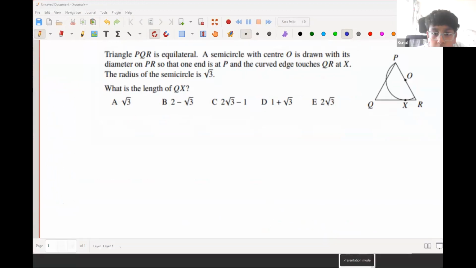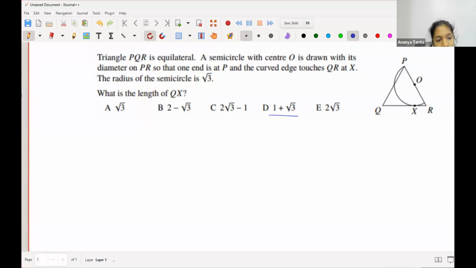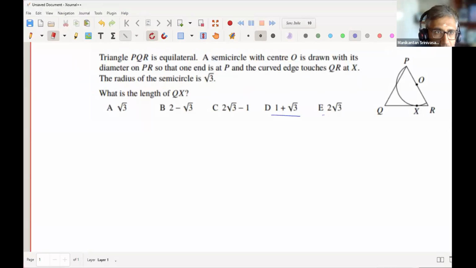I got D, root 3 plus 1. Okay. Anyone else? I got E. You got E. Okay. So I got A. A, you said. Yes, sir. Okay, all right. Sorry, this thing is misbehaving. Okay, A and D so far. Any other answers?